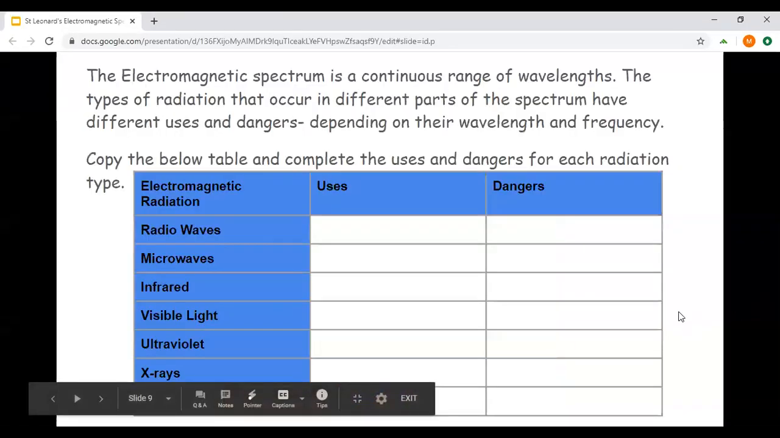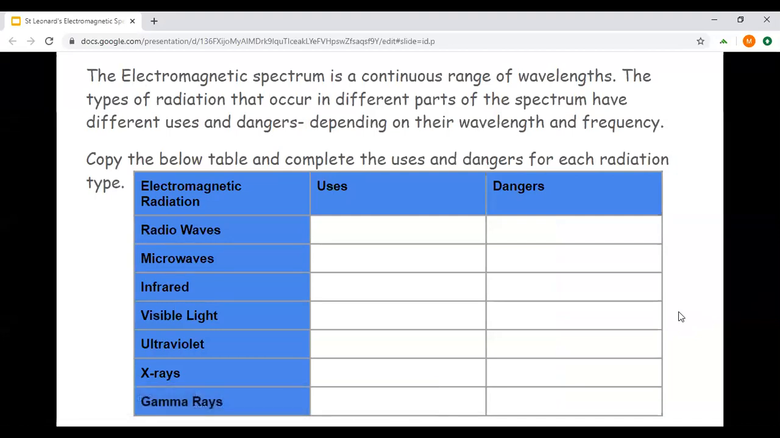Okay, so carrying on. The electromagnetic spectrum is a continuous range of wavelengths. As we've seen, we go from a very long wavelength with a low frequency to a high frequency with an incredibly short wavelength. Now, the type of radiations that occur in different parts of this spectrum have different uses and dangers depending on that wavelength and frequency.